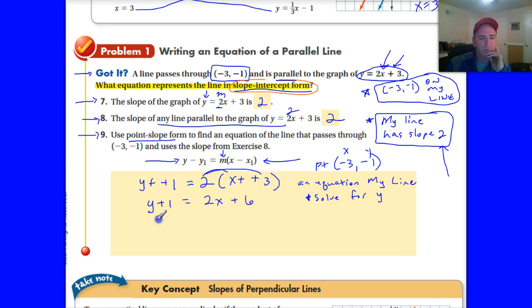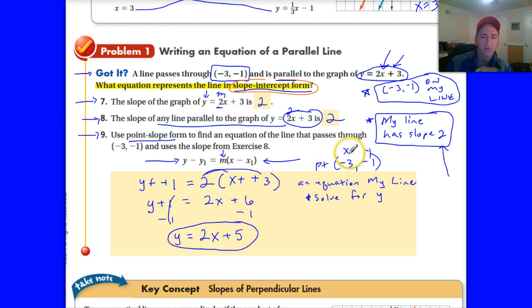Now, we need to subtract 1 from both sides. It's the 6 and the 1 that can be subtracted. So that cancels out as 0. You're left with y on this side. And you're left with 2x plus 5. And there you have it. You have slope-intercept form, and you have a line that's parallel, excuse me, it's parallel to this line right here. And this would also go through the point -3, -1, because that's where we got it from. We started with that. So that's parallel lines.